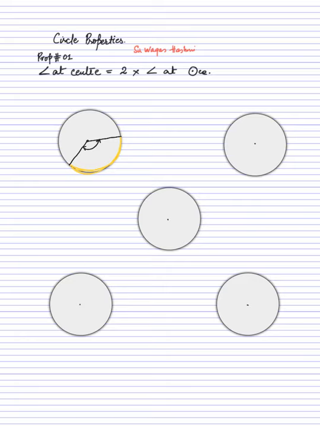Similarly, if I draw another angle, this blue one, right? So this blue angle is also facing the same arc length, this yellow one, right? So this thing should be highlighted before applying this property.